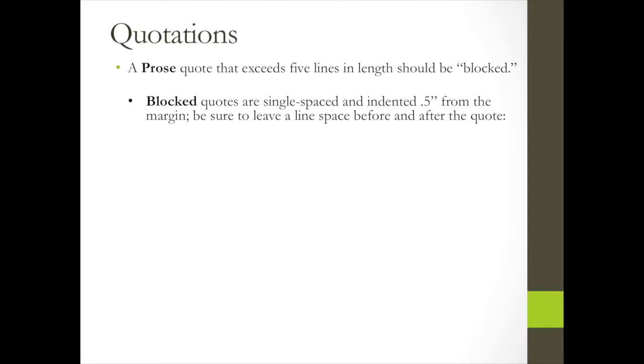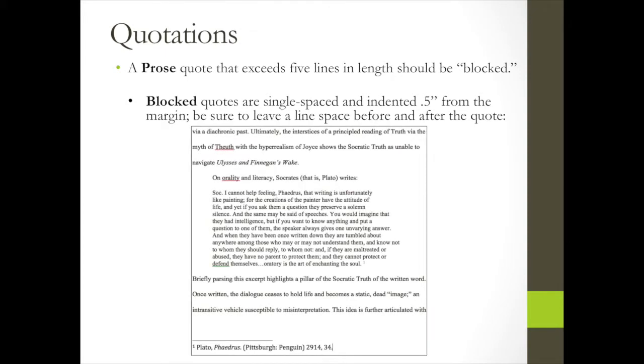So let's take a look at an example. This is how a block quote would appear in a body of text. So the first thing to notice is that both before and after the quote there is a line space. So the paragraph actually is beginning above the block quote, there's a line space, and then the quote itself begins. Also notice that the block quote is indented that additional 0.5 inches from the margin, so it's flush with the first indented line of the paragraph.